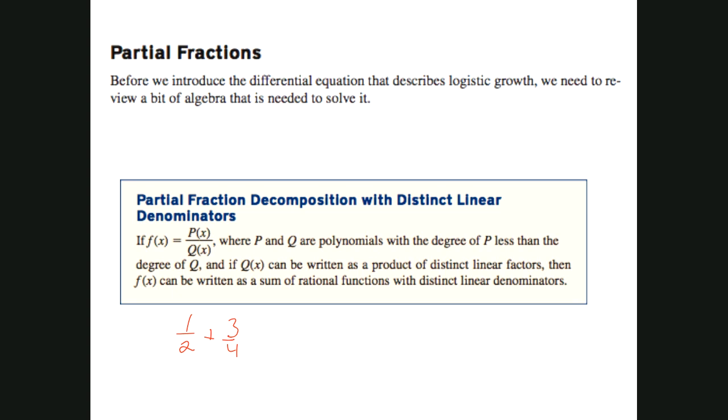Have you ever seen this method of adding fractions together? Multiply on the diagonal here. So 1 times 4 is 4. And if this is a plus sign, we put a plus sign. If it's a minus sign, we put a minus sign here. And then 3 times 2. All over, just multiply across the bottom, 2 times 4. So that gives me 4 plus 6 over 8, which gives me 10 over 8, which gives me 5/4. Have you ever seen that method for adding a fraction together? It's pretty interesting.